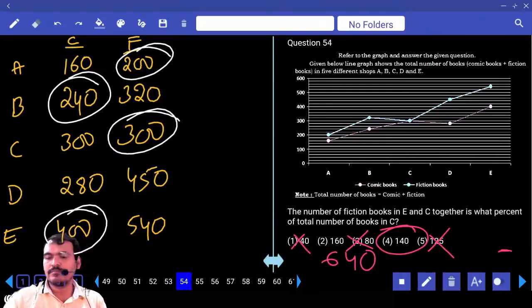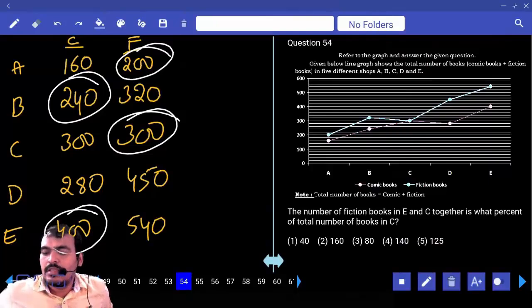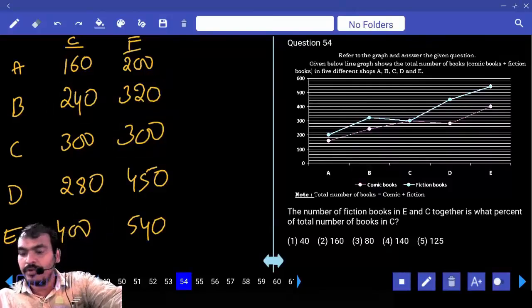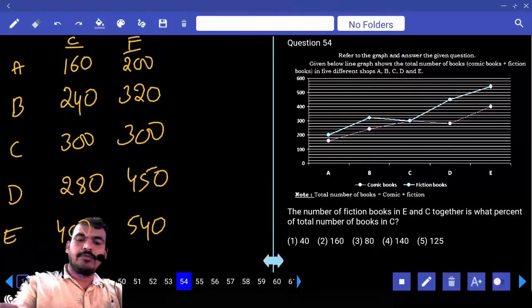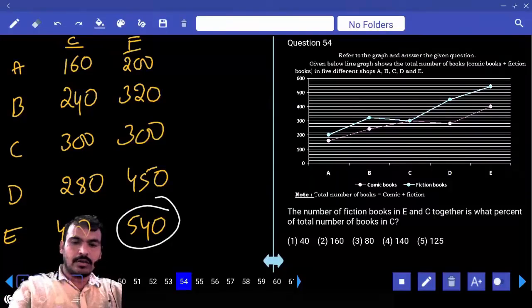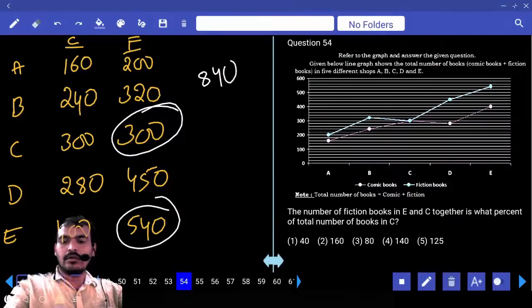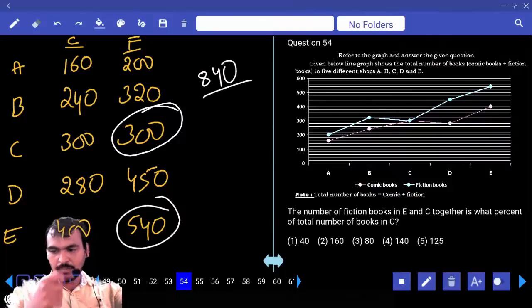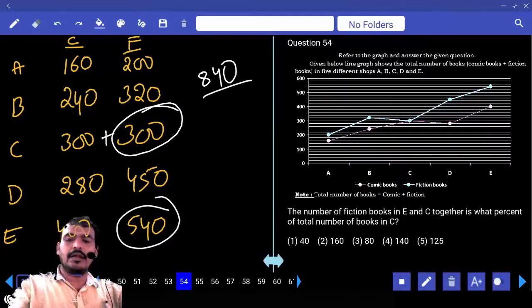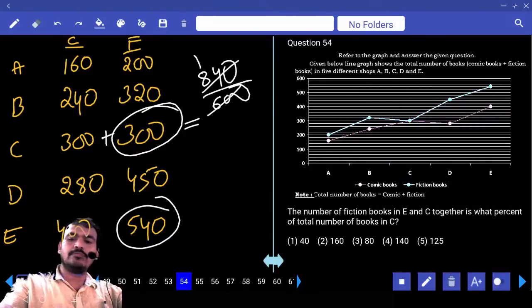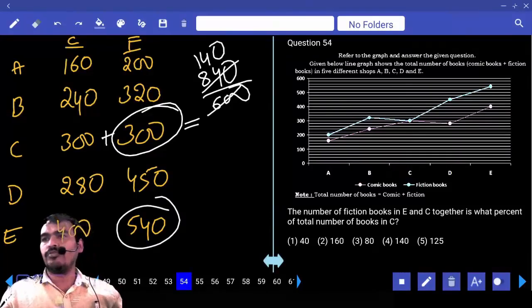Next 54. The number of fiction books in E and C together is what percentage of the total number of books in C? Fiction in E is 540. C value 300. Total 840. Total number of books in C is 300 plus 300, 600. 840 by 600 converted to percent is 1.4 times, nothing but 140%.